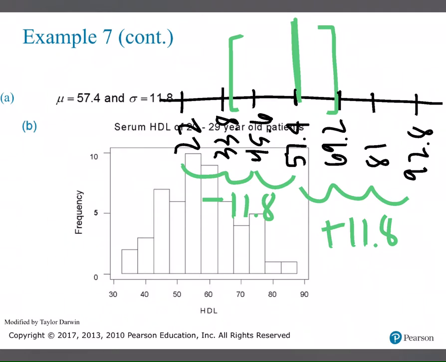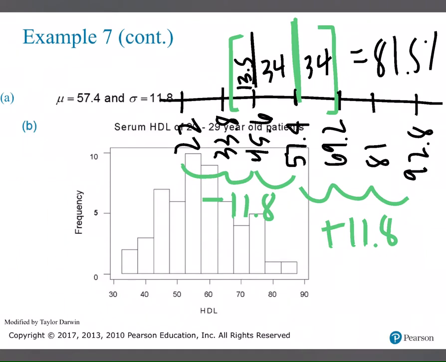Remember, this is 34 and 34, or within one standard deviation of the mean, it's 68. And then remember that little percentage was 13.5. So if I add them all up, I get 81.5%. So it told us the percent of patients that lie within X amount of standard deviations of the mean. And remember when we actually did it, we got 83. So it's actually really close to the actual number.